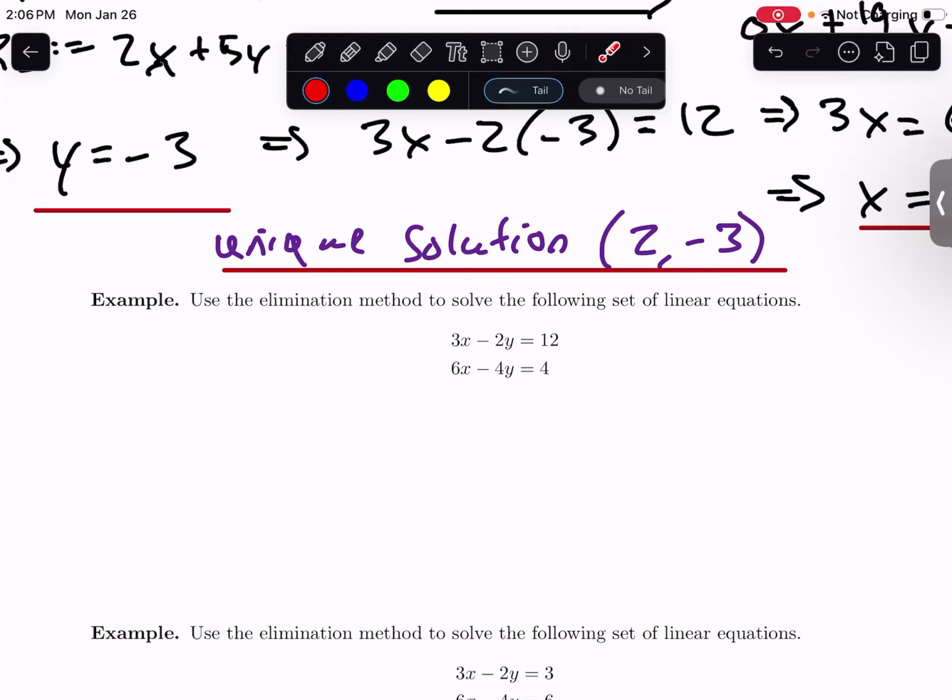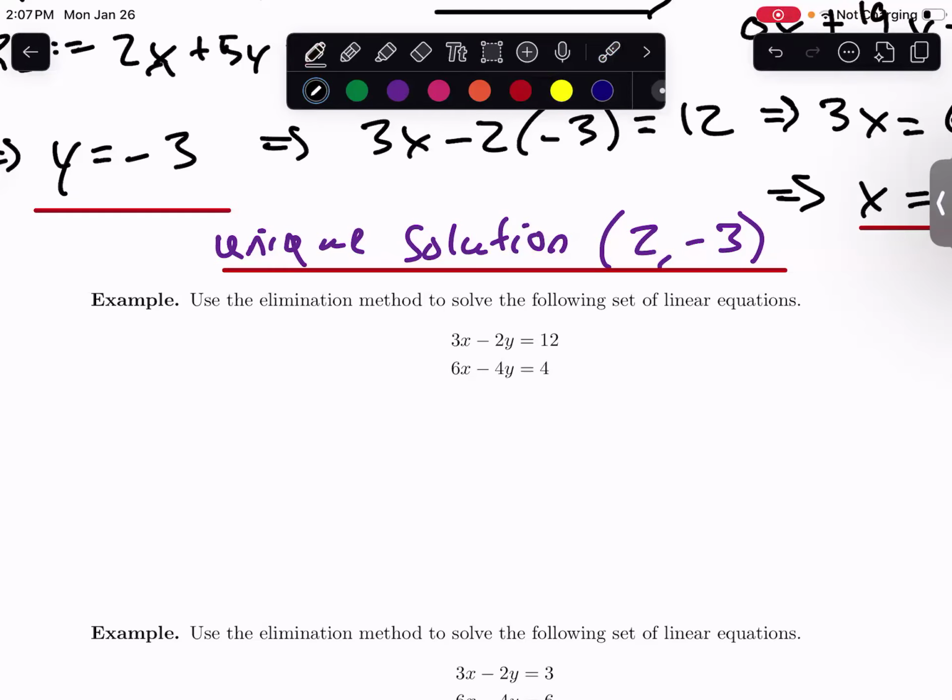Well, you can see to go from 3 to 6, you multiply by 2. To go from -2 to -4, you multiply by 2. But we're going from 12 to 4. So if we do like a -2 times row 1 and then add that to row 2, this will go away, this will go away. But this is not going to go away. So you get like 0 is equal to something.